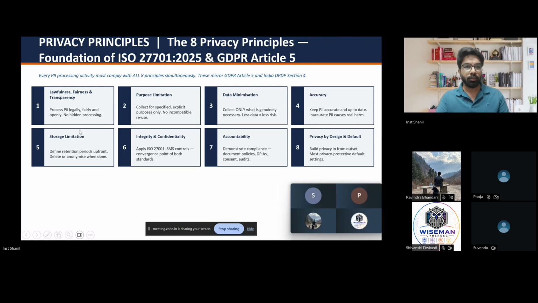Point number 5 is around storage limitation. Define retention periods upfront, delete or anonymize when done. For example, you are entering into a contract with a company. Whenever you sign a contract, there would be a data retention clause, right? Every company will tell you upfront the period of time your data will be stored with them. It can be 30 days, 90 days, 1 year, 3 years, 10 years, anything, but it will be in writing.